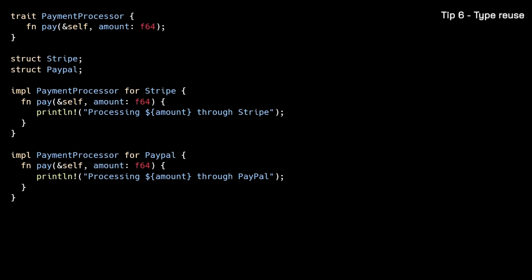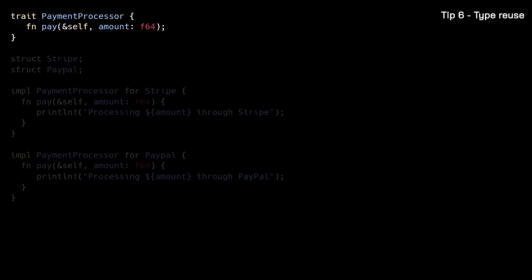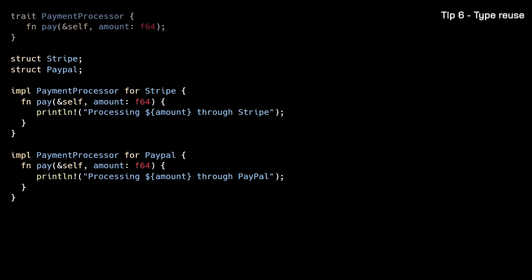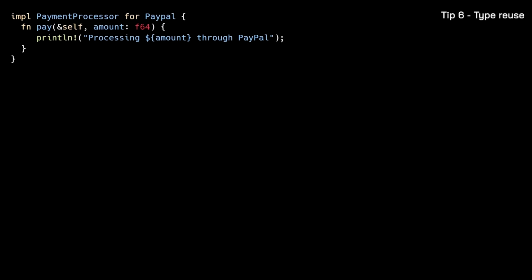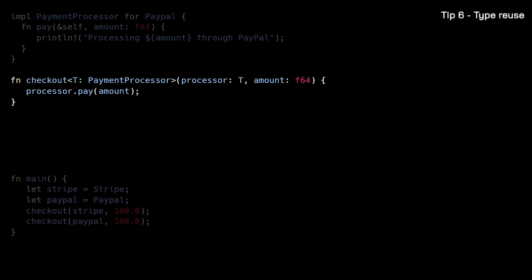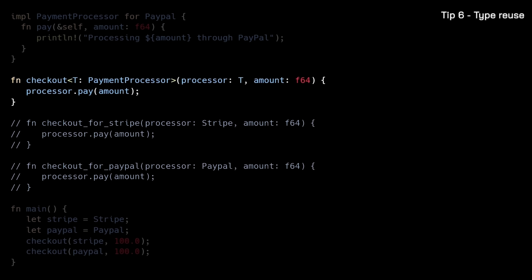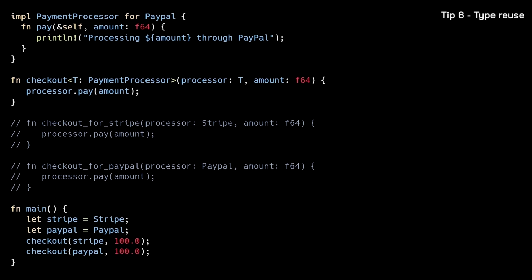In Rust, traits let you define shared behavior and implement it for different types. Once you have a trait, there are 2 main ways to use it: with generics or trait objects. When you use generics, the compiler creates a specialized version of your function for every type it's used with. This gives you optimal runtime performance, but it also increases compile times and binary size.